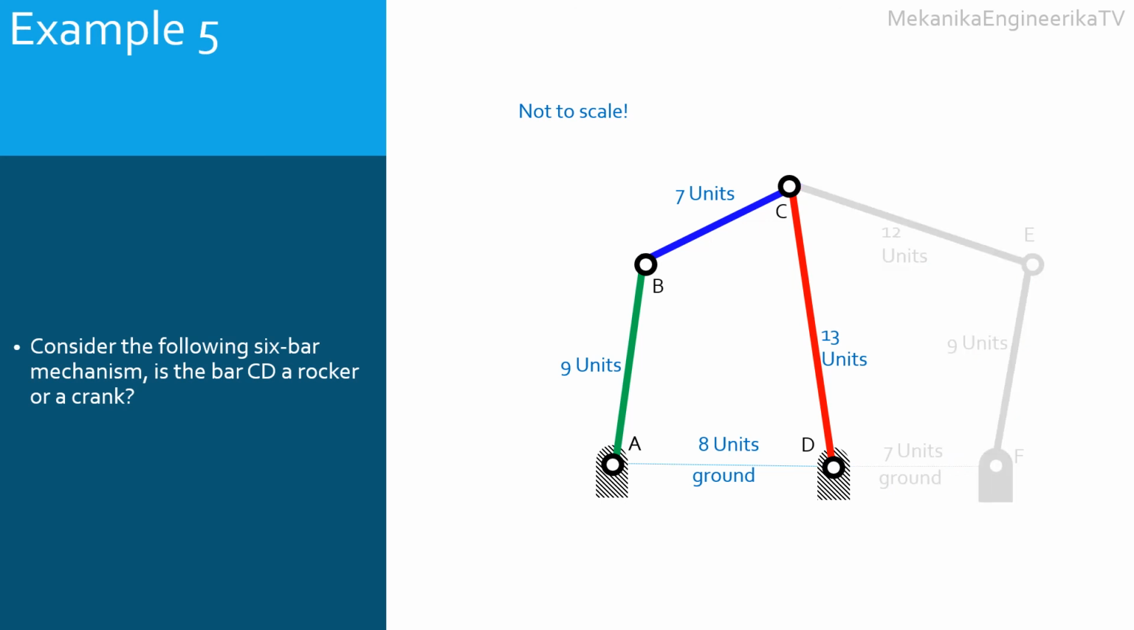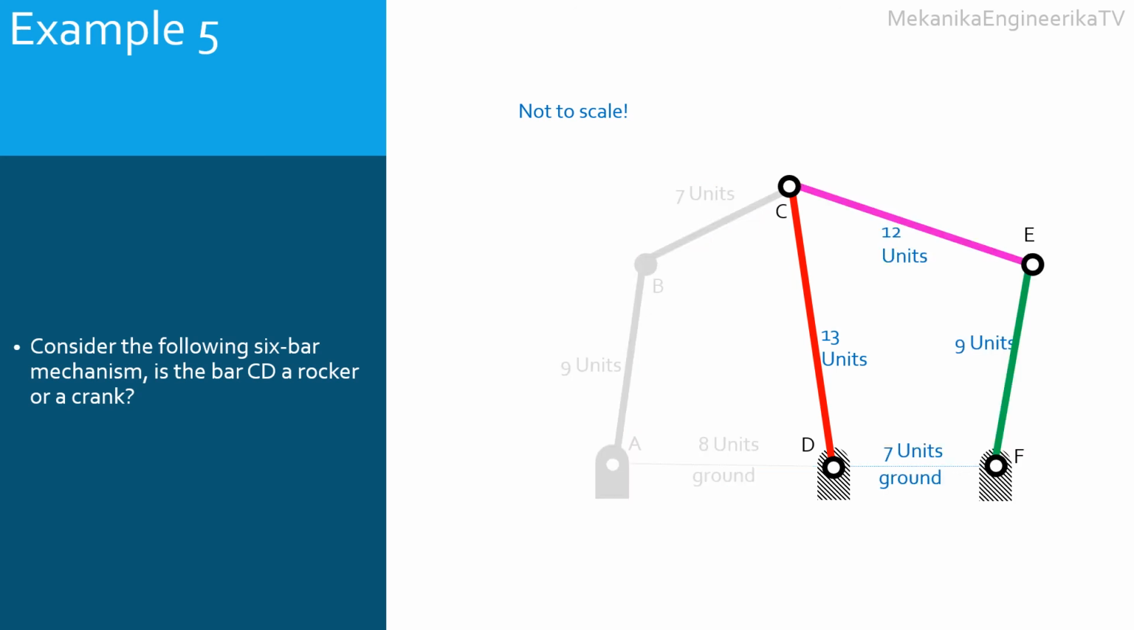Let's focus first on the 4-bar mechanism ABCD. In this 4-bar mechanism, the shortest link is 7 units, the longest is 13 units and the two others are 8 and 9 units of length each. S plus L here add to 20 units and P plus Q add here to 17 units only. Thus S plus L is higher than P plus Q. ABCD is a non-Grashof 4-bar mechanism. Thus it is a double rocker. Thus CD is a rocker.